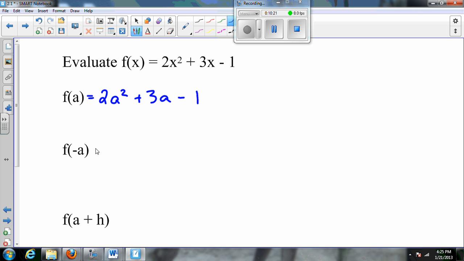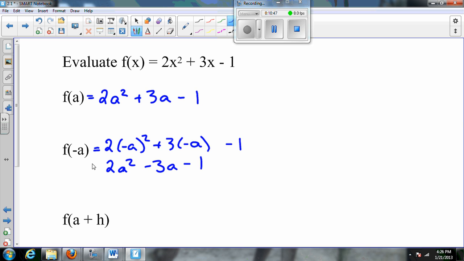For f of negative a, wherever we see x, we are plugging in negative a. So it goes 2 times negative a squared plus 3 times negative a minus 1. Negative a squared just goes to a squared. And 3 times negative a becomes a negative 3a minus 1.